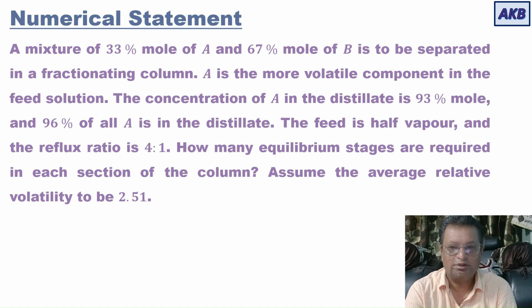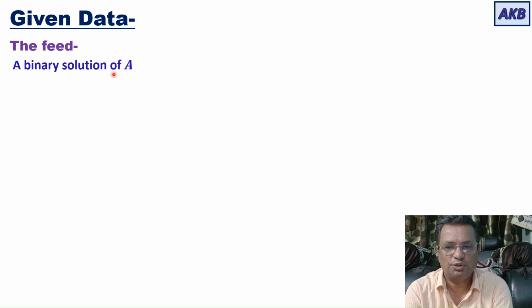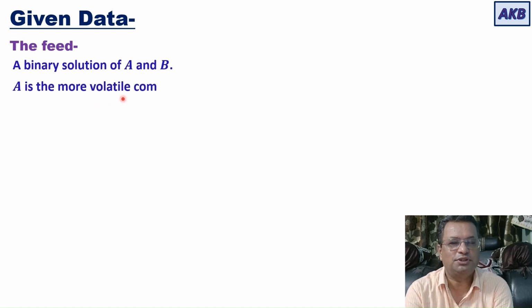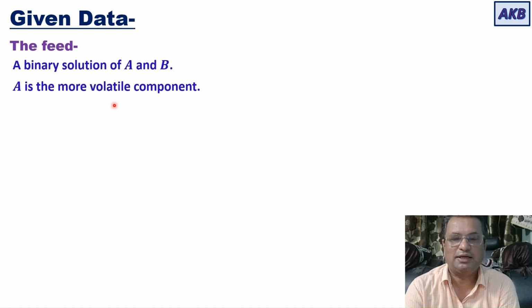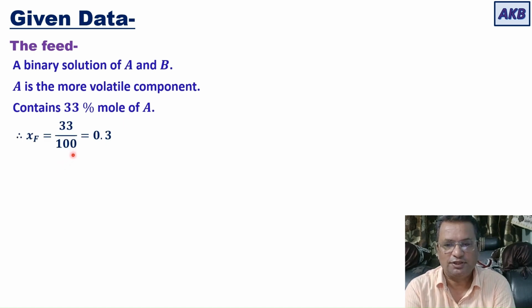Okay. So this is the numerical statement. Now, first of all, we will note down the given information. As far as the feed is concerned, it is a binary solution of A and B. There are two components, A and B. A is the more volatile component. That means A has a lower boiling point and a higher vapor pressure as compared to that of B. The feed contains 33% mole of A. So in this case, XF is 33 by 100, that is 0.33. In order to convert percentage into fraction, we have to divide by 100. That's why XF is 33 by 100, that comes out to be 0.33.